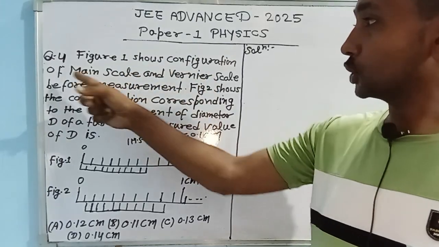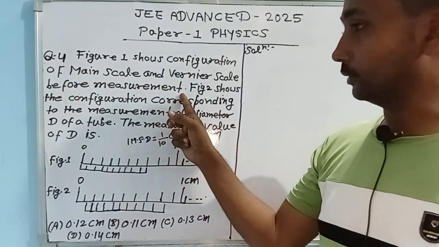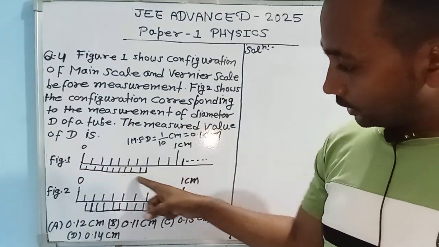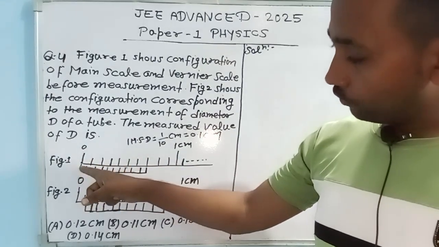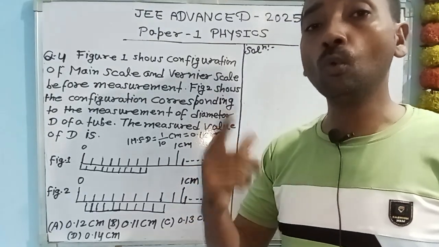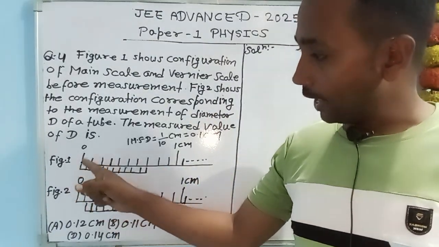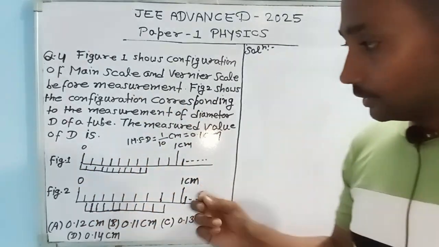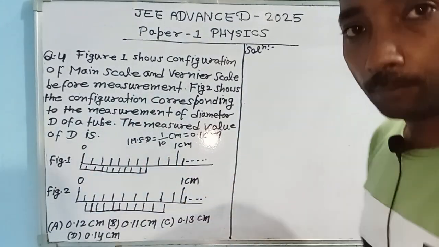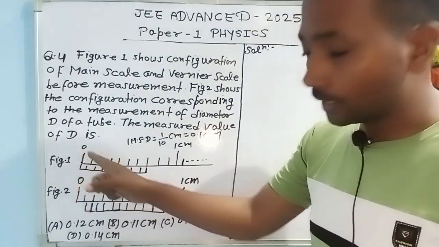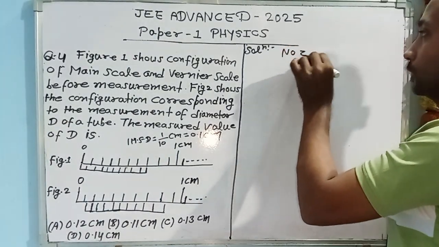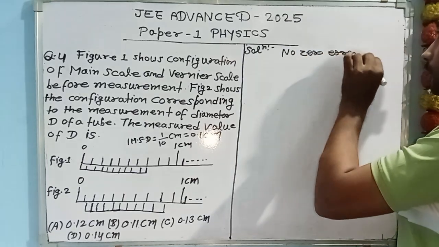Figure 1 shows the configuration of the main scale and vernier scale before measurement. Check figure 1. There is the vernier scale, this is the main scale, and the 0 of the vernier scale coincides with the 0 of the main scale. That means there is no zero error. If the vernier scale 0 and main scale 0 do not coincide with each other, then there is a zero error and we have to calculate it. But here the 0 of the vernier scale and the 0 of the main scale coincide with each other, so there is no zero error.